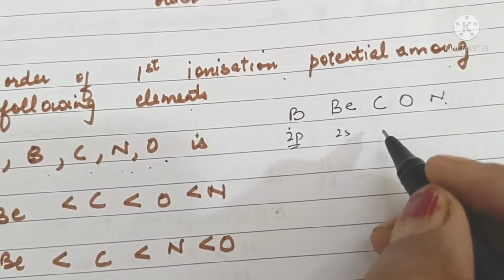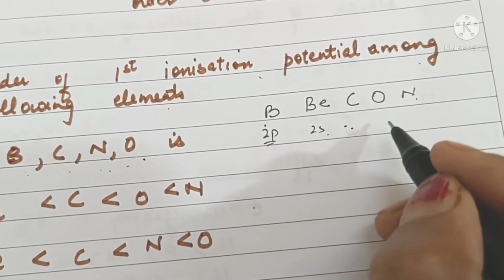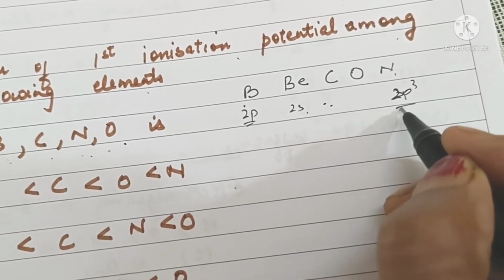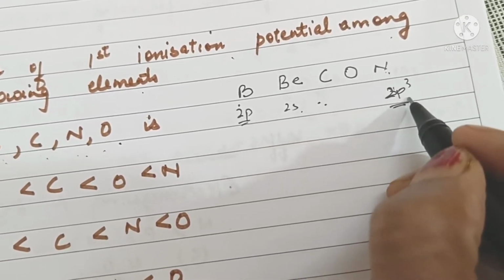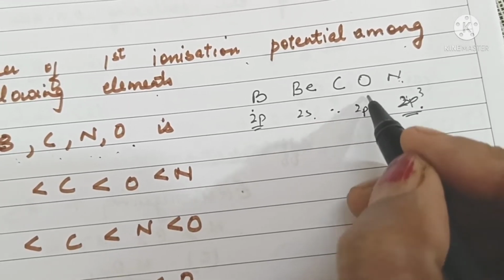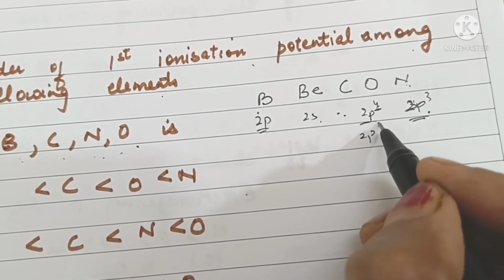so it has greater ionization potential. Then this is 2p3, exactly half filled. Electron will not be lost easily, whereas this is 2p4. It will give up an electron easily to form the half filled configuration 2p3.